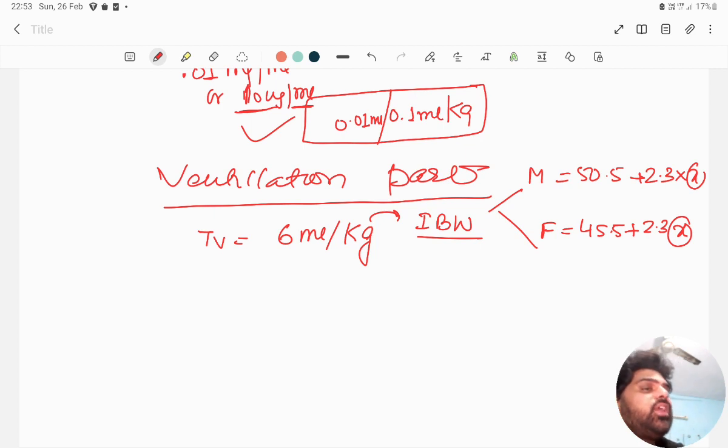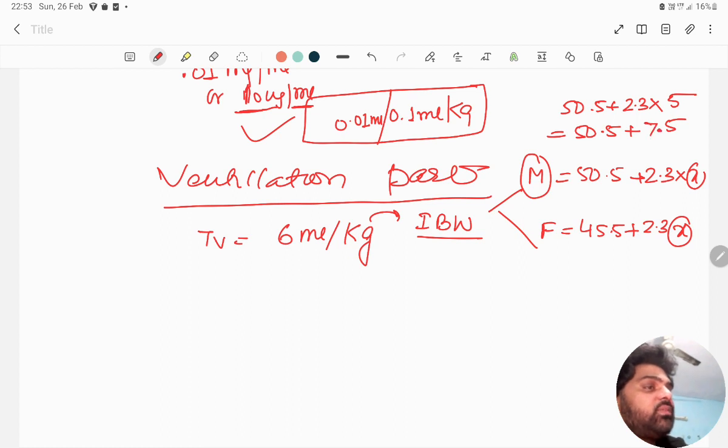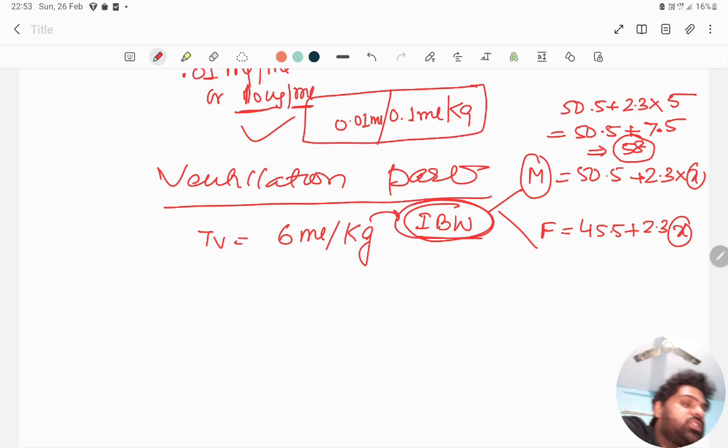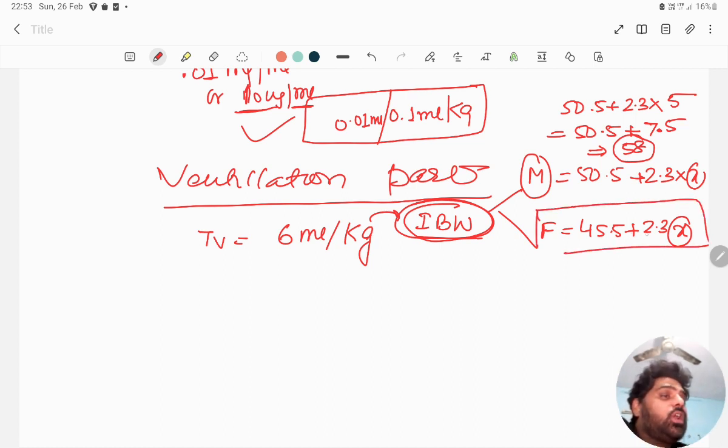For example, if a male person is 5 foot 5 inch, we'll write 50.5 plus 2.3 into x. So x will be inches above 5 feet, that will be 5. So that will be 50.5 plus 11.5, that means it will be 62. So ideal body weight for that person will be 62. So 6 ml per kg, when we say this per kg is the ideal body weight, what I have told you. Similarly for the female, that is 45.5 plus 2.3 into x, where x is the inches above 5 feet.